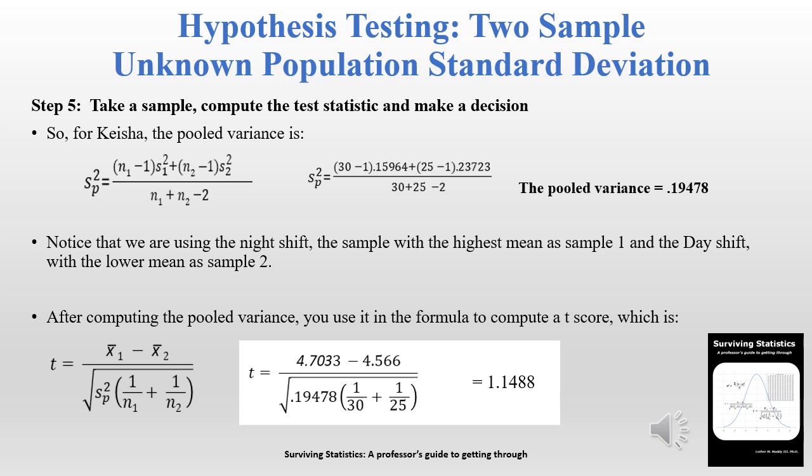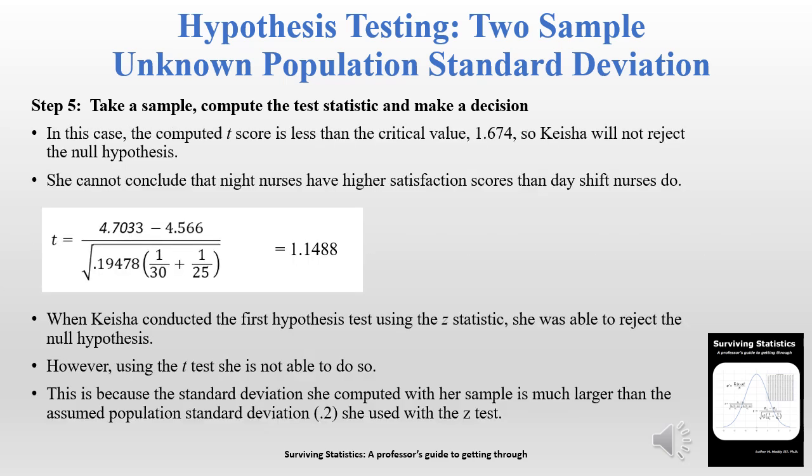Once we have that, we can fairly easily compute the t-stat. So we take the sample mean for sample 1, subtract the sample mean for sample 2, and we divide that by the square root of the pooled variance multiplied by 1 over the sample sizes. And we end up then with a manually computed t-stat of 1.1488. So this is really the second time Keisha has run the same numbers, but the t-stat that she computed is 1.1488.